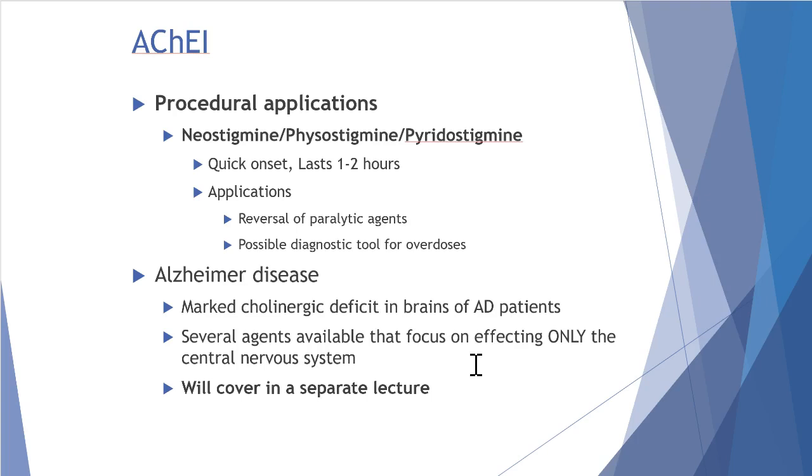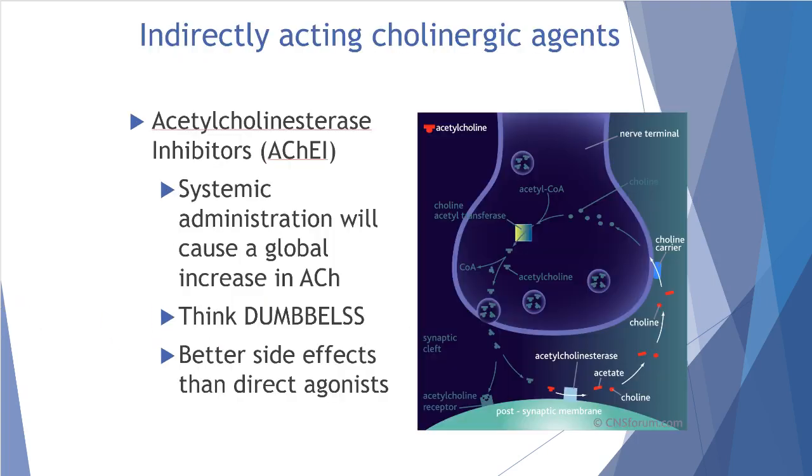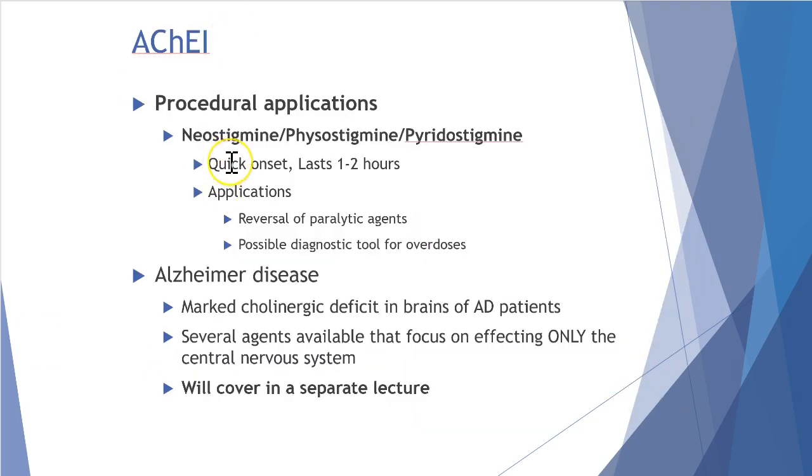So if I talk about, I'm not even going to really talk about the drug specifically, but if I talk about an acetylcholinesterase inhibitor and how it works, just understand that it's interfering with the metabolism. So you're going to increase neuronal synapse presence of acetylcholine. That's how we do that. The other thing I've got on here is procedural application.